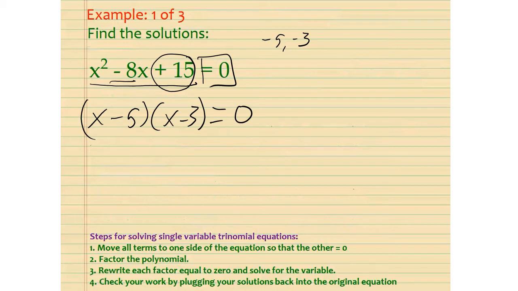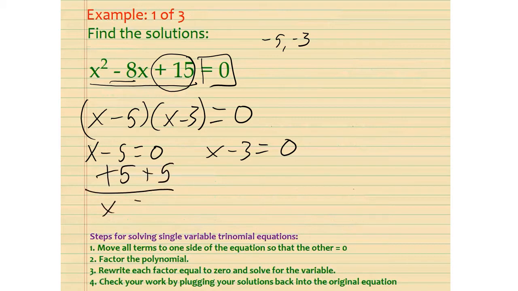And here's the new part. I'm going to write x minus 5 equals 0 and x minus 3 equals 0. I will then solve each variable, and I get x equals 5 and x equals 3. So the two solutions to this trinomial are 5 and 3.